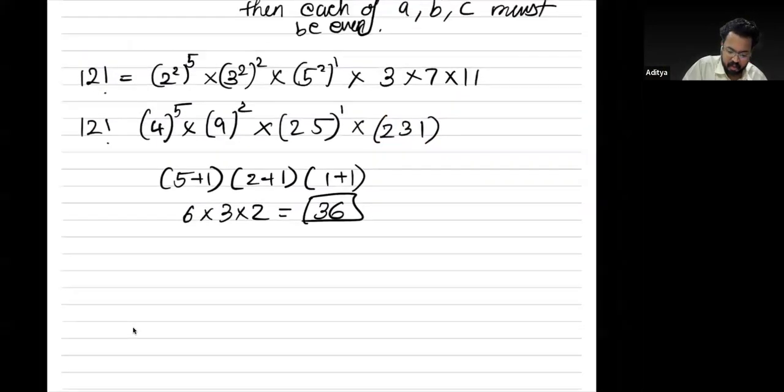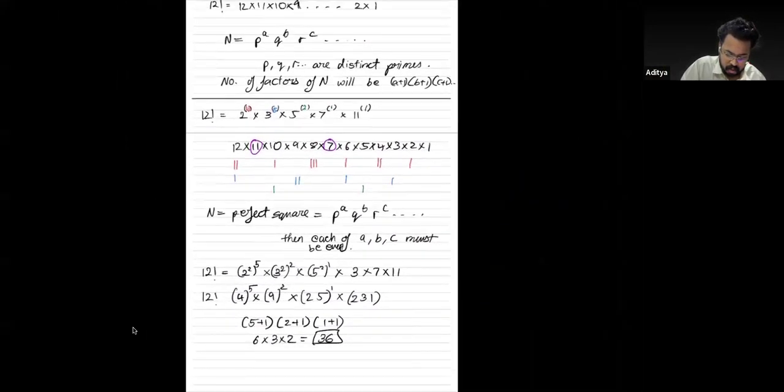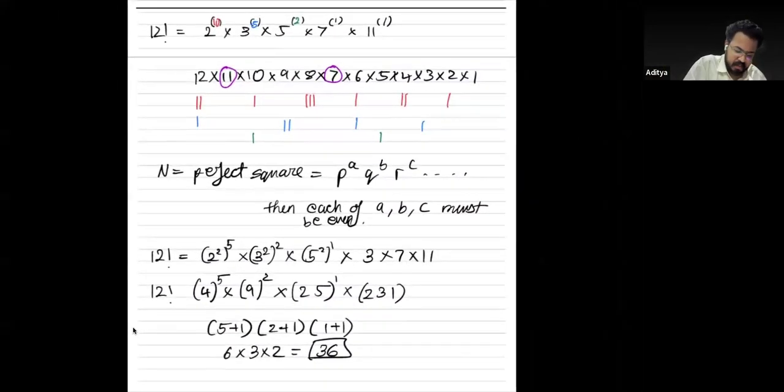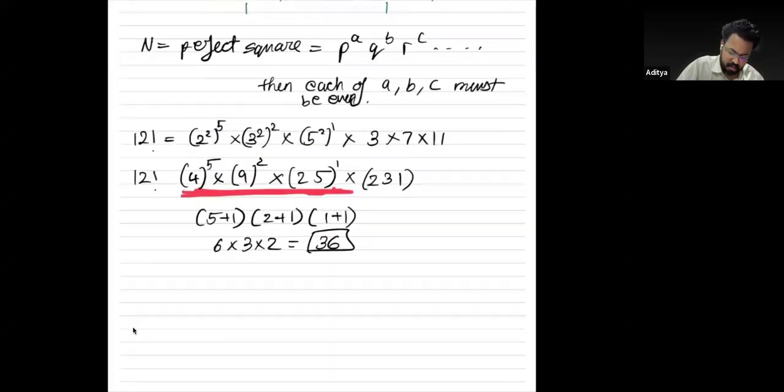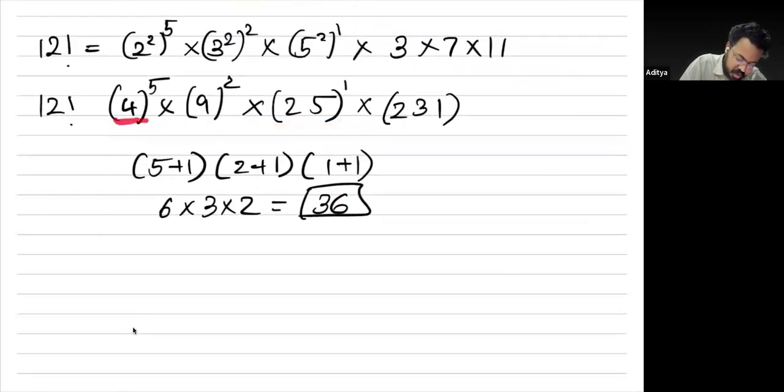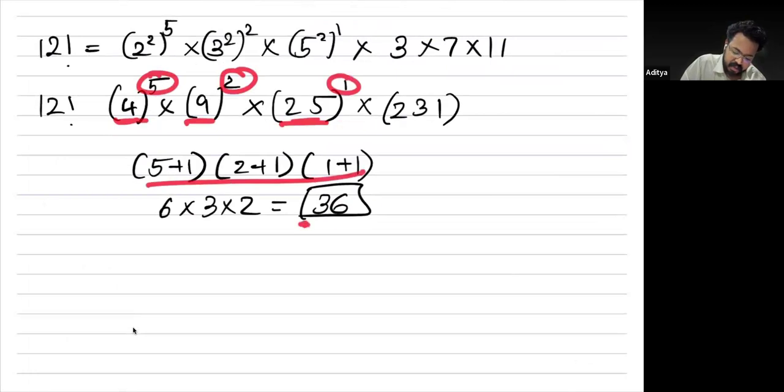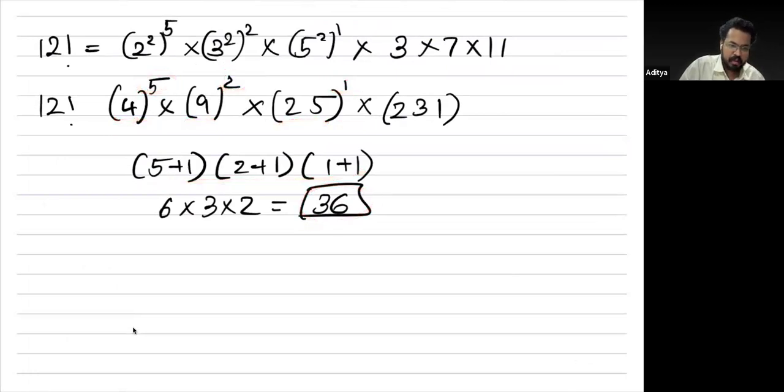Okay, I hope everyone understood this. The main thing is to establish the prime factor decomposition of 12 factorial. From there, convert it into a usable decomposition and keep only perfect square units. Their powers plus 1, multiplied together, will give us the total number of factors.